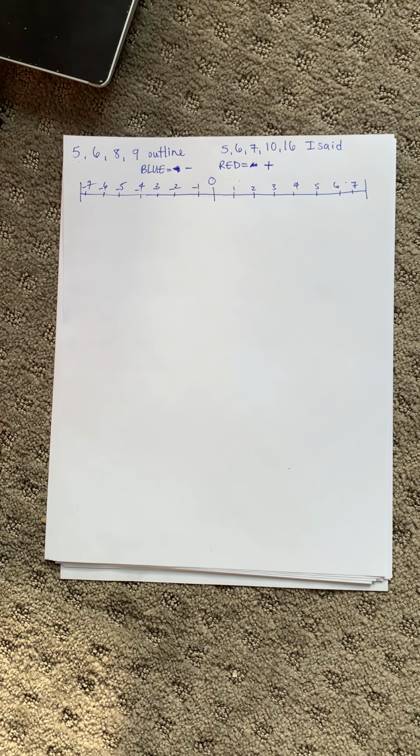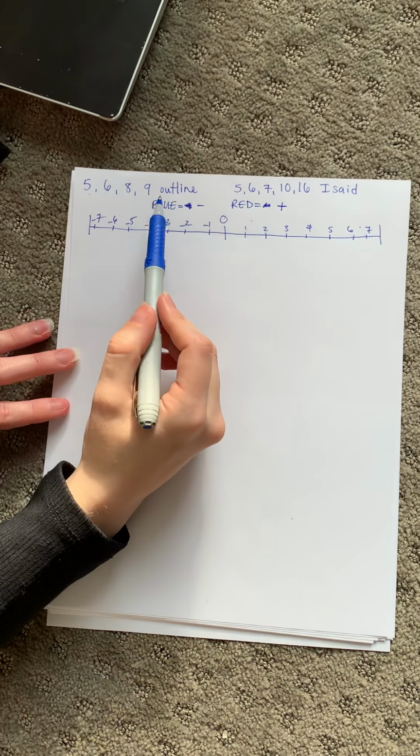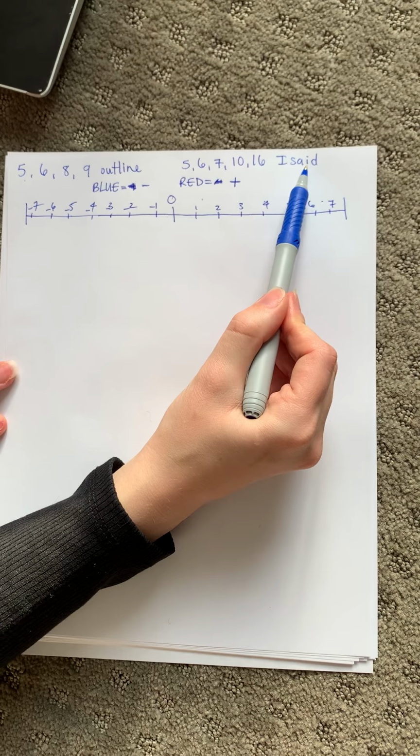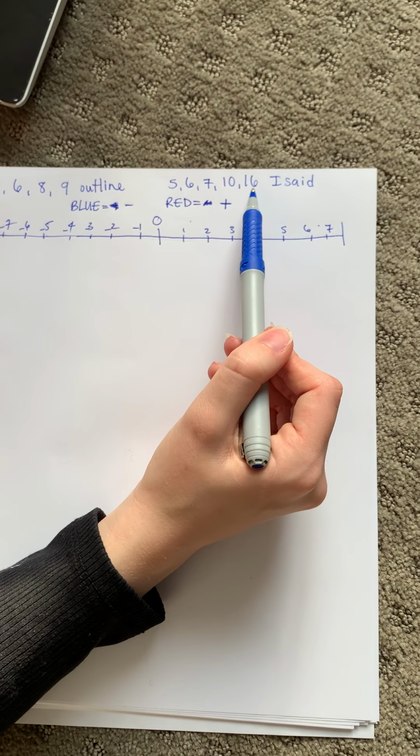Hey guys, so I'm going to be going over the questions for 9.1. In your outline, it told you to do 5, 6, 8, and 9, but I told you to do 5, 6, 7, 10, and 16. That's because I made a mistake.